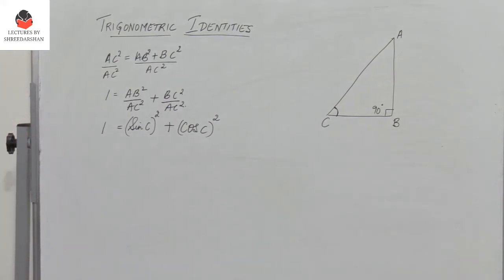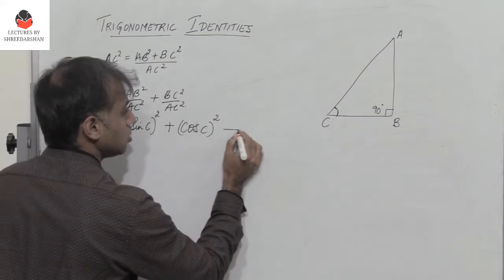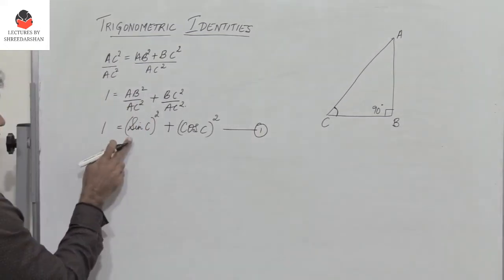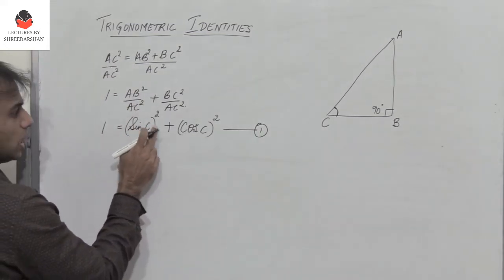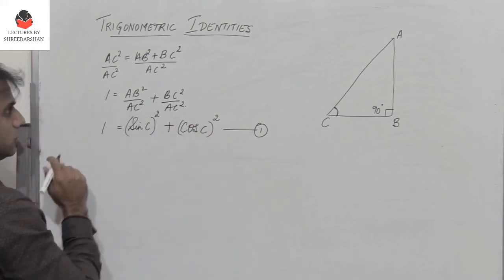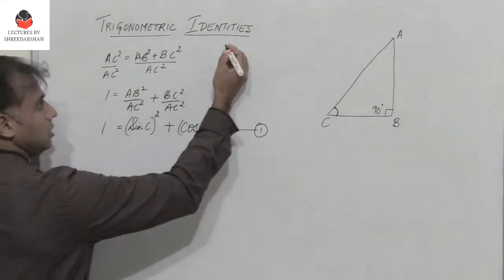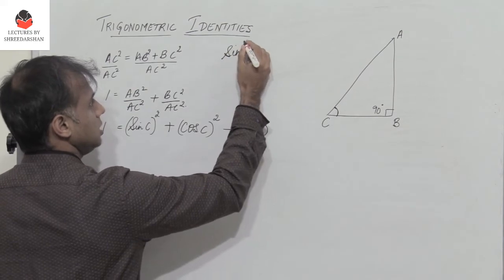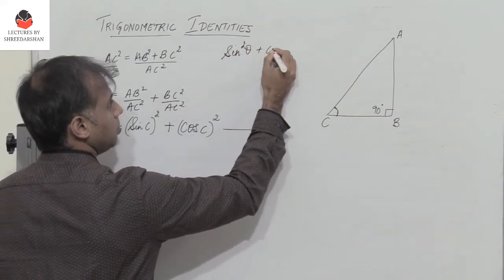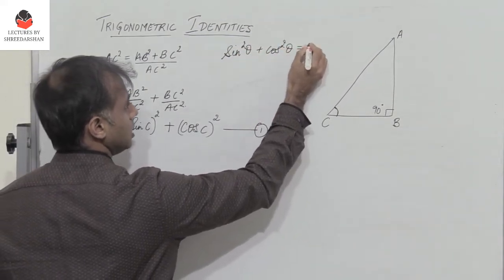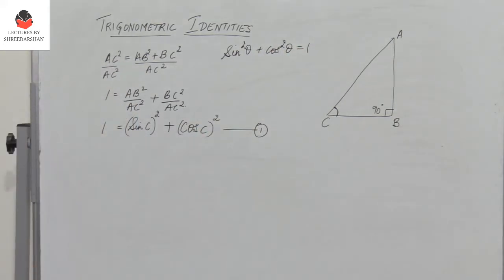So this happens to be the most important relation which we get, wherein sine of an angle square plus cos of an angle square is equal to 1. In general, we write this expression as sine square theta plus cos square theta equals 1. So this is the first relation.